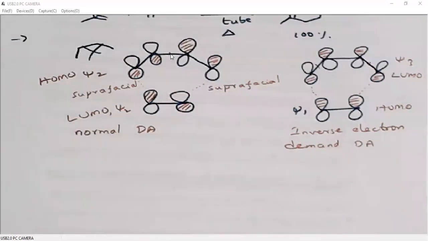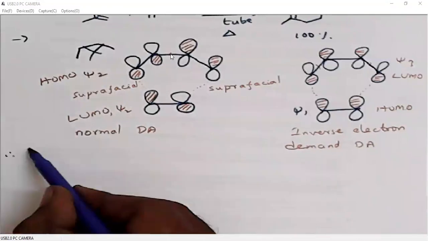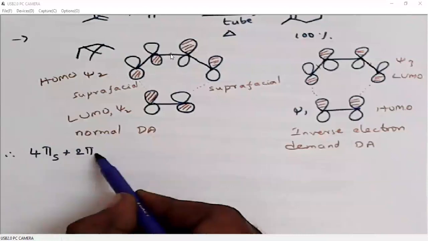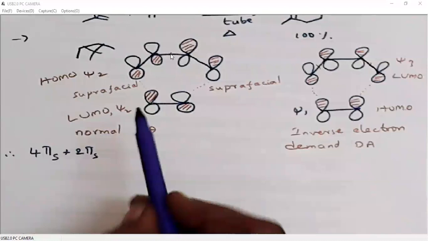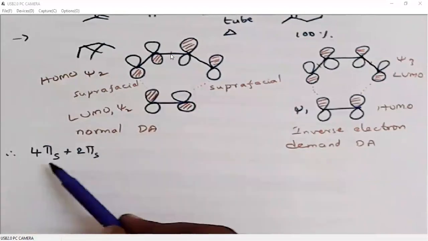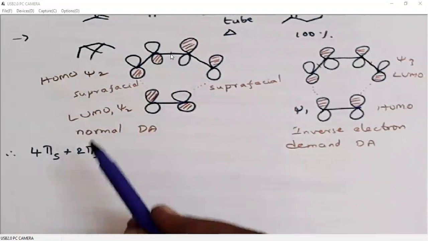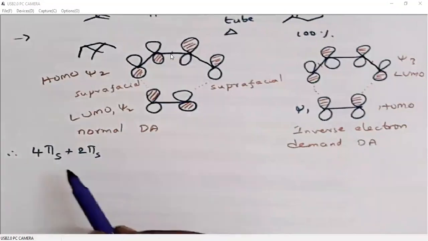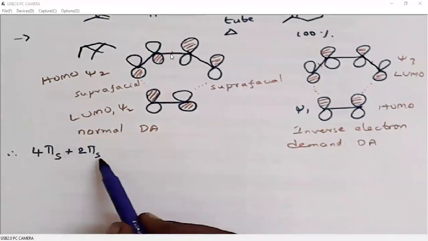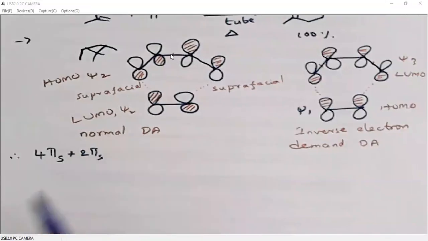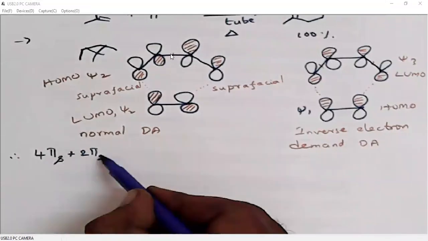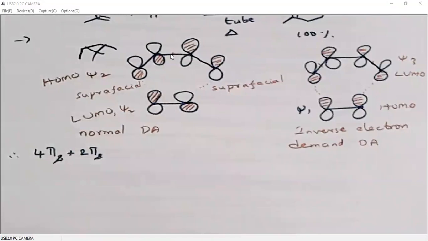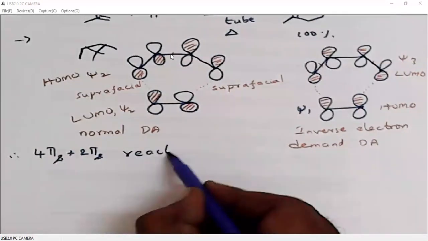Please take these orbitals. Therefore, this is called 4 pi s plus 2 pi s. What is this s? Out of the two bond formations, both are suprafacial. So that is why I'm writing 4 pi s plus 2 pi s. If one is antarafacial, we can represent it as 4 pi s plus 2 pi a. Okay, s represents suprafacial. This must be a small s, not a capital S. a represents antarafacial. So 4 pi s plus 2 pi s reactions are very, very facile under thermal conditions.